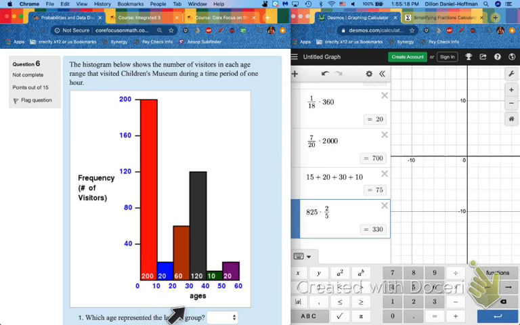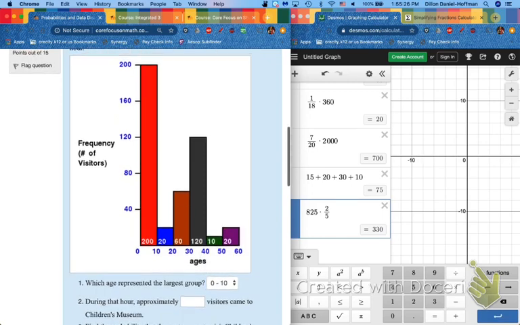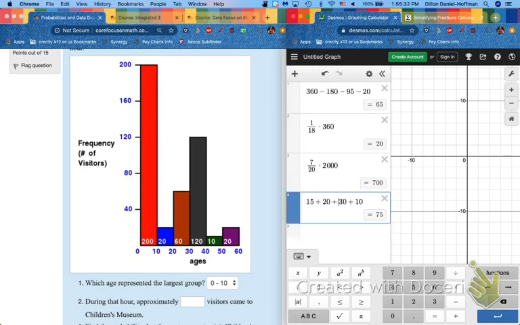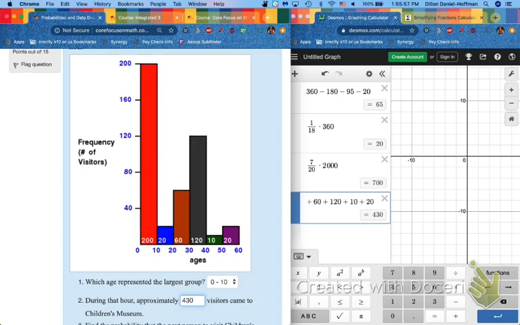Which age represented the largest group? Well, we could see it is, as I said, by far kids, or ages 0 to 10. During that hour, approximately blank visitors came to the Children's Museum. So just like we did up here for the food, we want to add up all of the numbers in each age range for the whole hour. So I'm going to do 200 plus 20 plus 60 plus 120 plus 10 plus 20. And if I've added that correctly, it's 430. Should get a number in that general range.